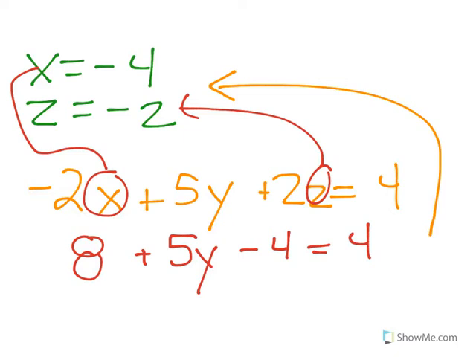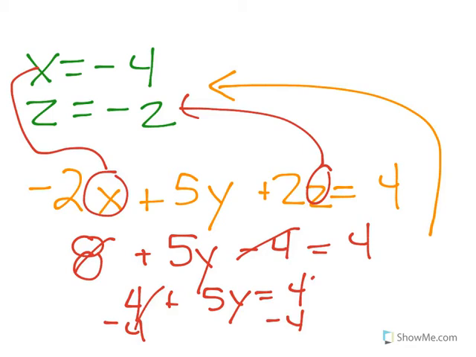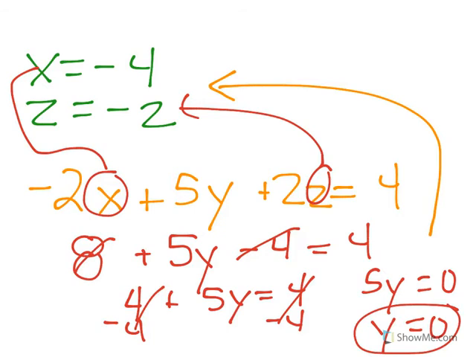So I'm going to combine these equations and I get 4 plus 5y equals 4. Subtract 4 from each side. 5y equals 0. So y equals 0. Okay, so now I found the x value, the y value, and the z value.